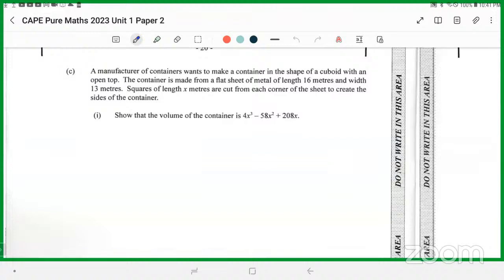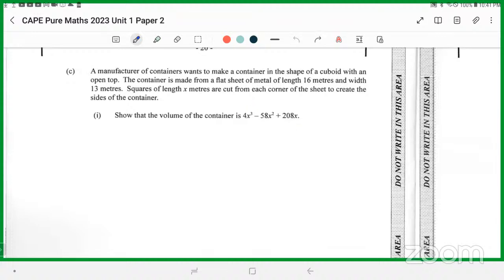The container is made of a flat sheet of metal of length 16 centimeters and width 30 centimeters. Squares of length x centimeters are cut from each corner of the sheet to create the sides of the container. Show that the volume of the container is this.